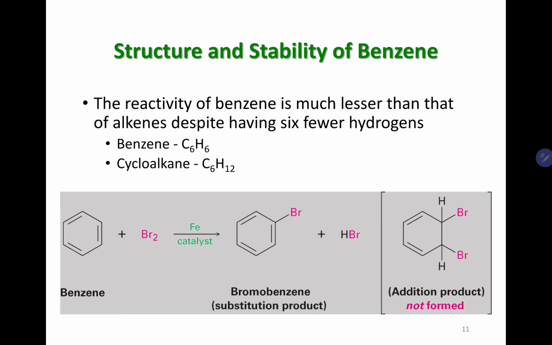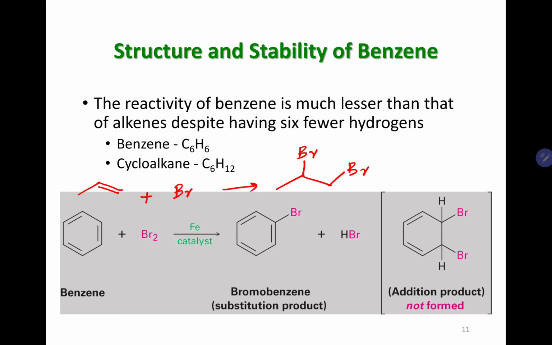Also, as you can see, benzene has 3 alternating double bonds, so it should react like alkenes, right? If you remember your alkene lesson, let's take propene as an example. Alkenes easily react with molecules like bromine to give you addition products. But if you try to do the same reaction with benzene, you will not see this particular addition product.